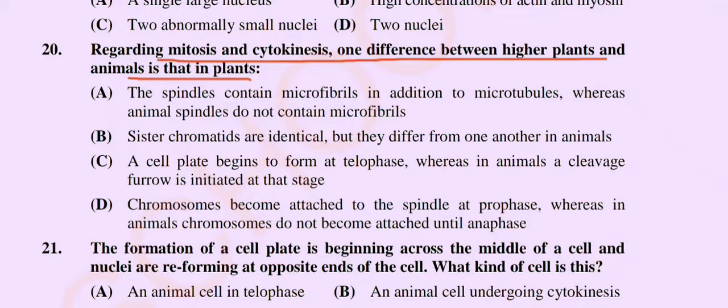So the correct option is option C, a cell plate begins to form at telophase, whereas in animals a cleavage furrow is initiated at this stage.